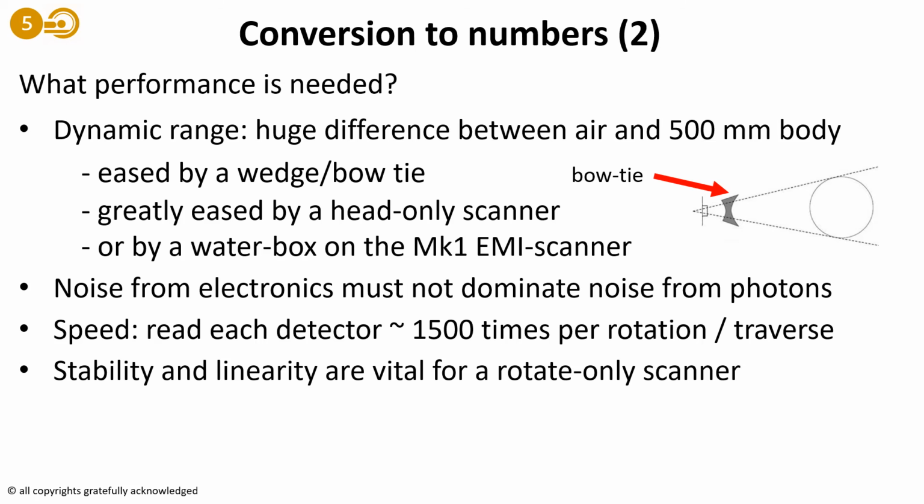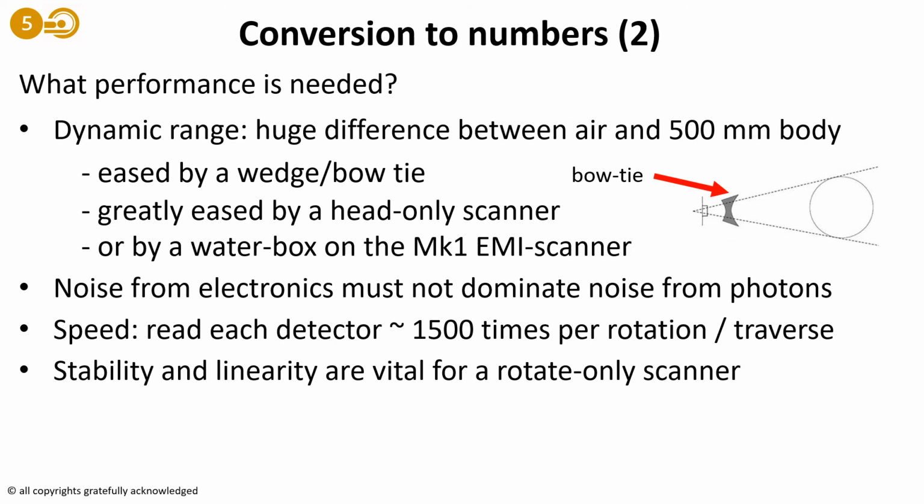Another big problem with detectors, or a need for performance, is that the noise from the detector electronics must not dominate the noise from the X-ray photons. Otherwise, again, you're wasting dose, and we really do not want to do that. Then the conversion has to be fast, and particularly with the fast rotation times these days, the requirement to read each detector several thousand times per rotation means that it's quite a challenging task to do this conversion to numbers at high precision and at high speed.